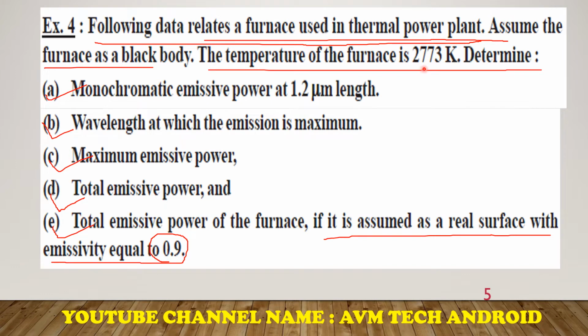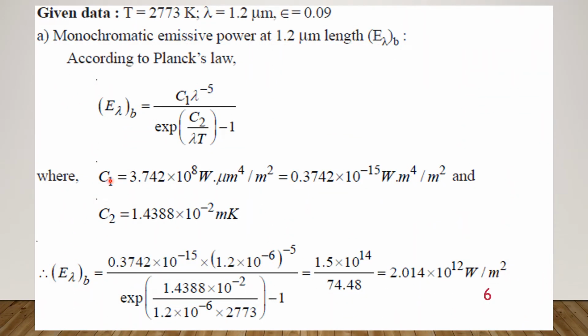The furnace temperature is available in Kelvin. The most important thing for radiation heat transfer is that first we have to convert all temperatures to Kelvin if they are available in degrees Celsius. Here it is given in Kelvin, so no problem. Wavelength is given as 1.2 micrometer, and emissivity equals 0.9, as given in the data. Now our first task is to find the monochromatic emissive power at wavelength 1.2 micrometer. So we have to find the value of E lambda B.